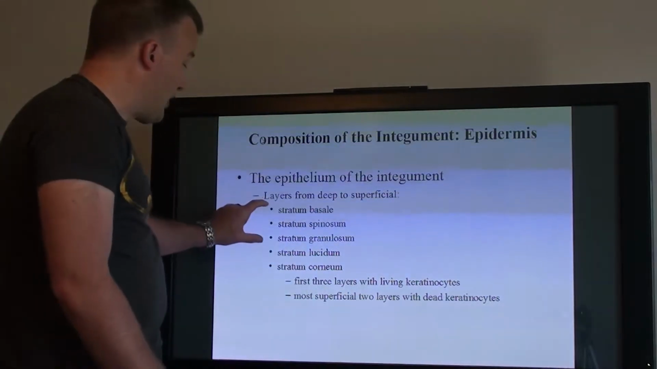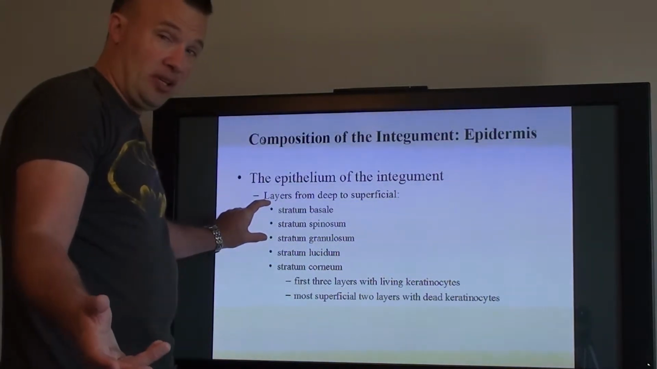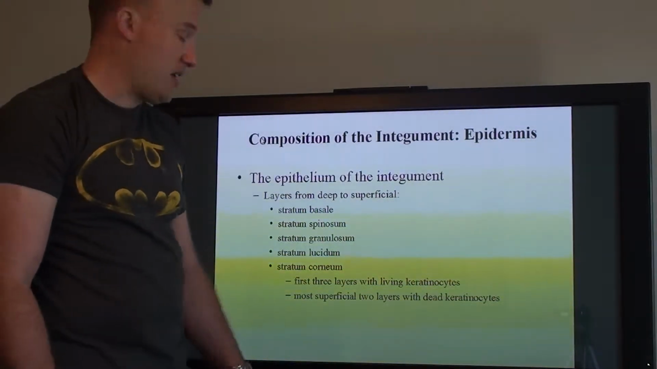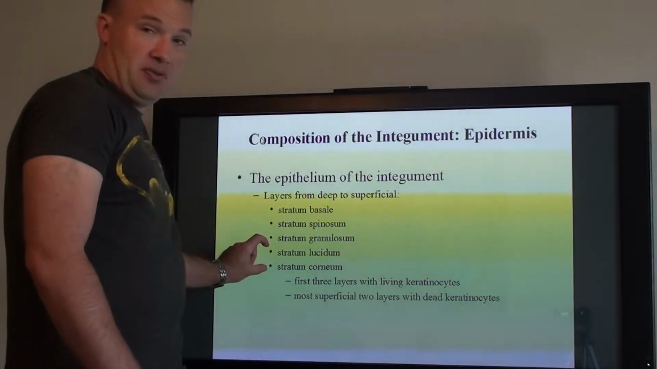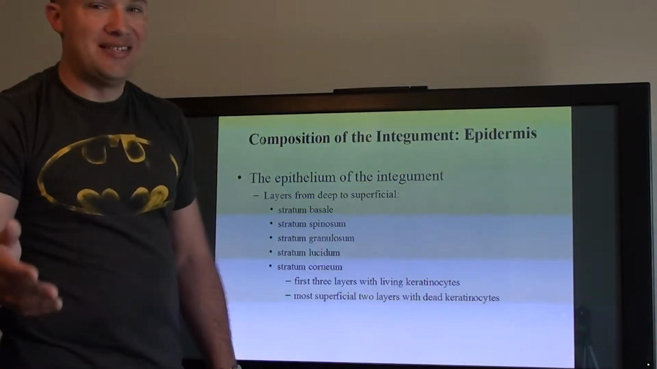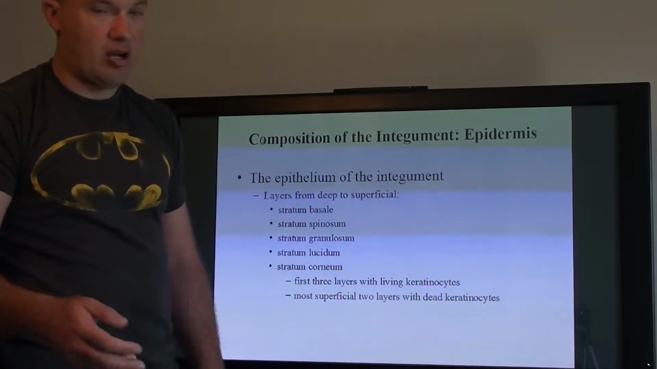Realize that the first three layers, so actually the deepest three layers, are composed of living cells, living keratinocytes. The two most superficial, so these two right here, the lucidum and the corneum, actually have dead keratinocytes. And again, we're going to talk about why that's true.